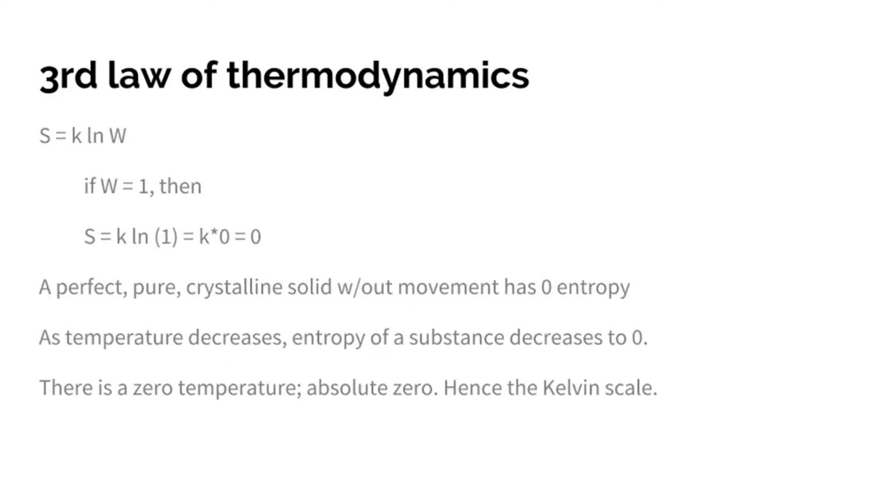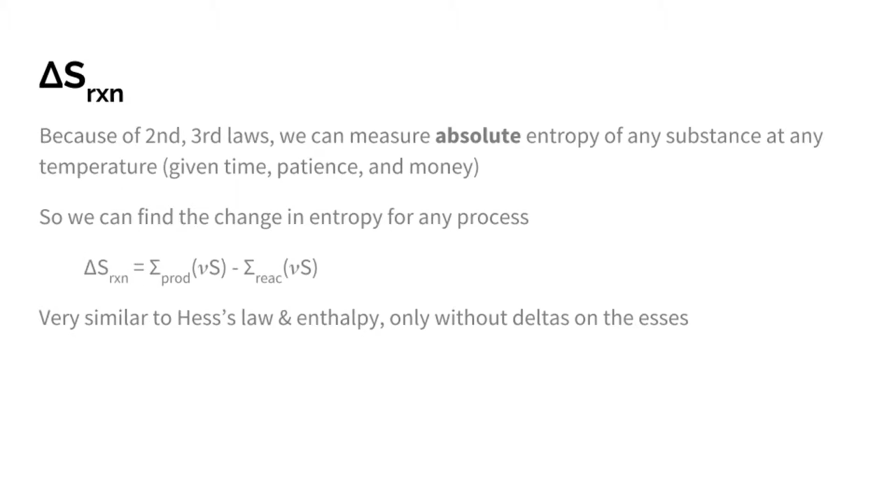So that is what entropy is actually reported in, usually the absolute entropy of the substance at 298 Kelvin in joules per Kelvin. Now, like I said, because of the second and third laws, we can measure the absolute entropy of any substance at any temperature. And people have been doing that for a while now. And that means that you can just look things up in a table and find the entropy change for pretty much any process. And it looks an awful lot like Hess's law.